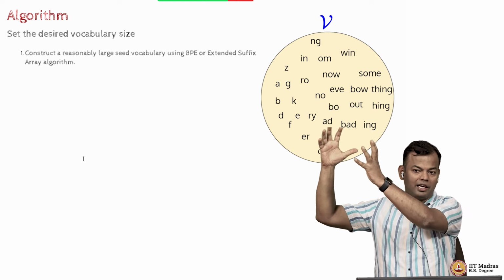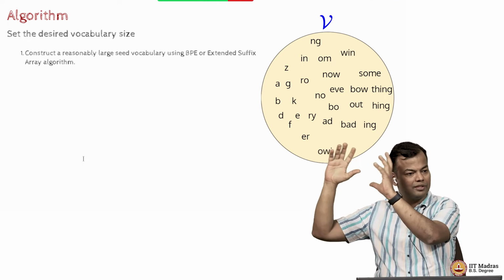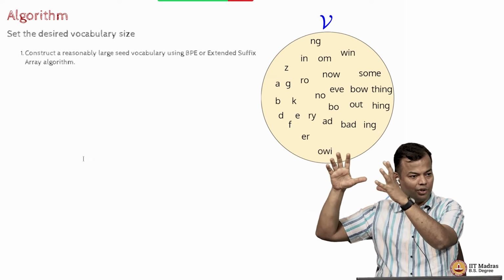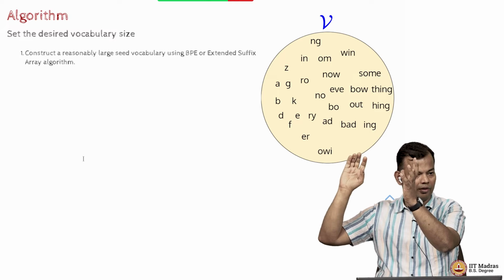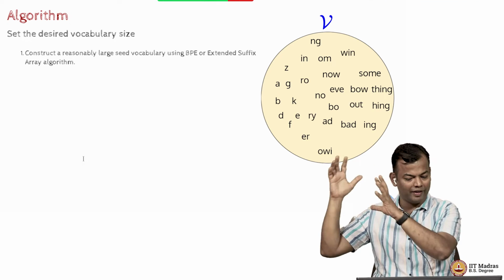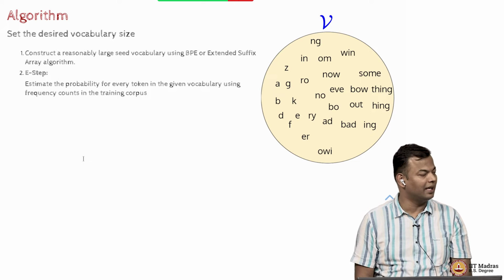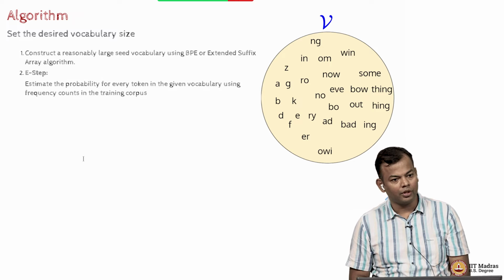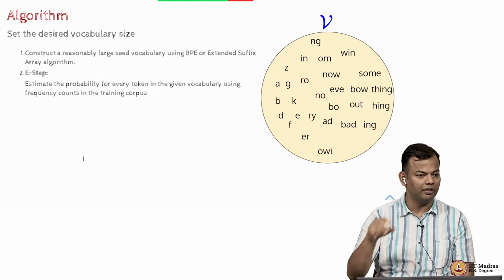As I said, we are starting from the large end, and then we are going to throw away stuff. If you want, you can even start with all the unique words in your corpus, but that may be overkill. So you can just start with something like BPE, which gives you 250k, and then you are going to prune it. So you have a very large vocabulary now. What we are going to use is the EM algorithm with very simple E and M steps. In the E step, you are going to estimate the probability of every token in the given vocabulary using the frequency counts.